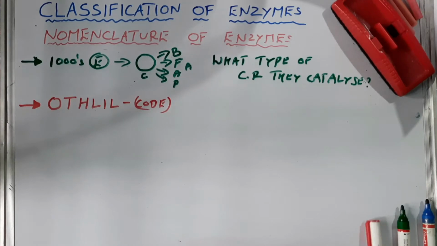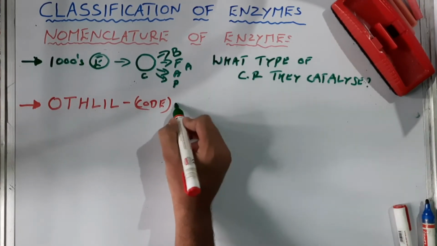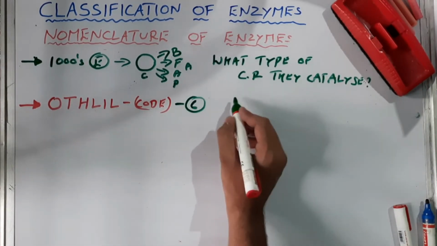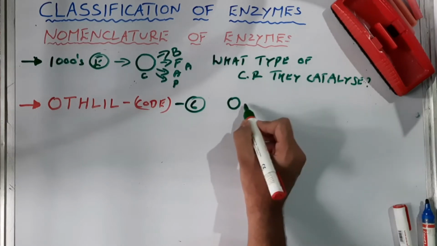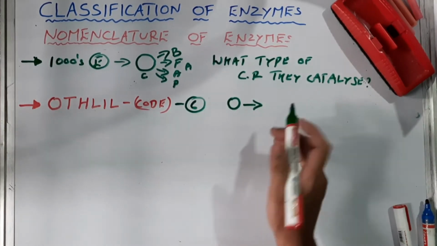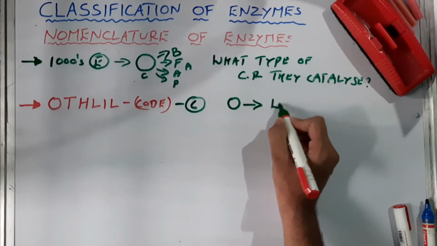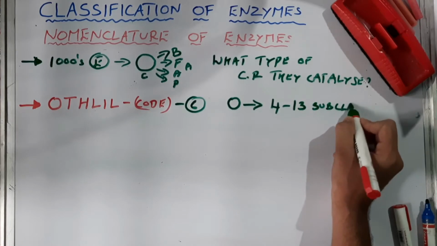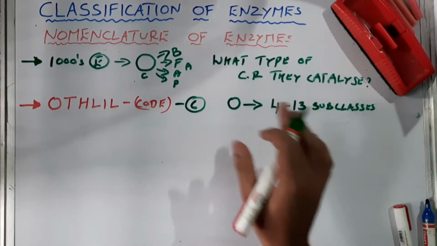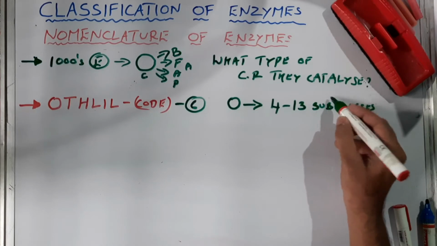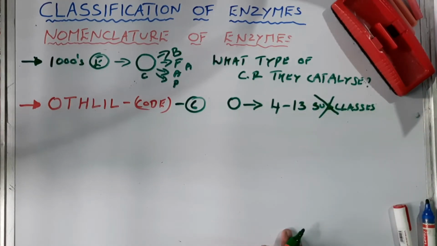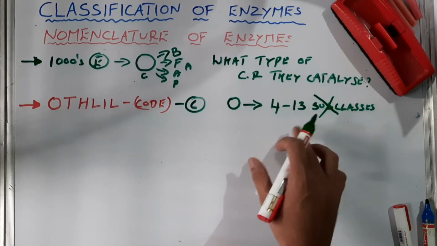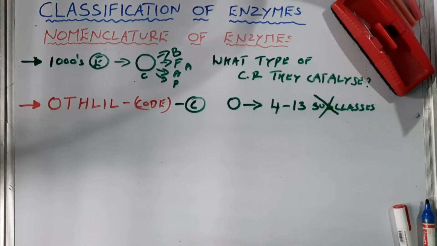Now let me write each class. So I said 6 major classes. If you look into one class, for example, if I pull out this one class, O, oxidoreductases, in this one particular major class you are going to see about 4 to 13 subclasses. 4 to 13 subclasses are there in each major class. I am not going to discuss the subclasses, because the session would be very lengthy and it is not necessary for your competitive exams either. You are going to study them in higher classes. So we just concentrate on this Utlil.